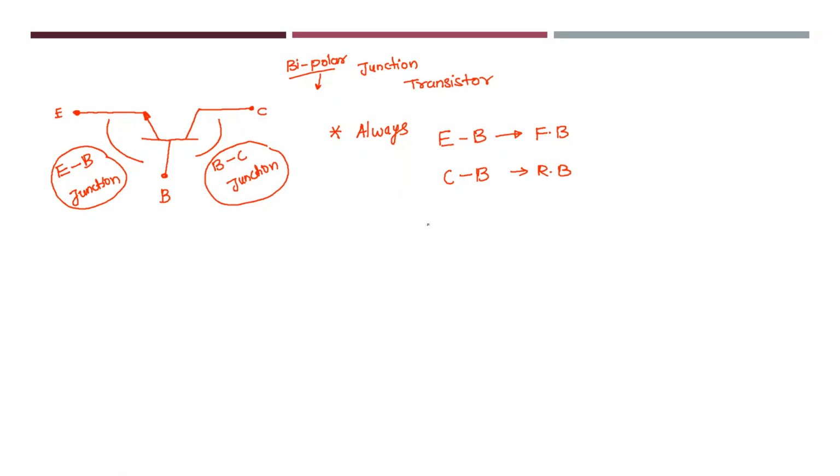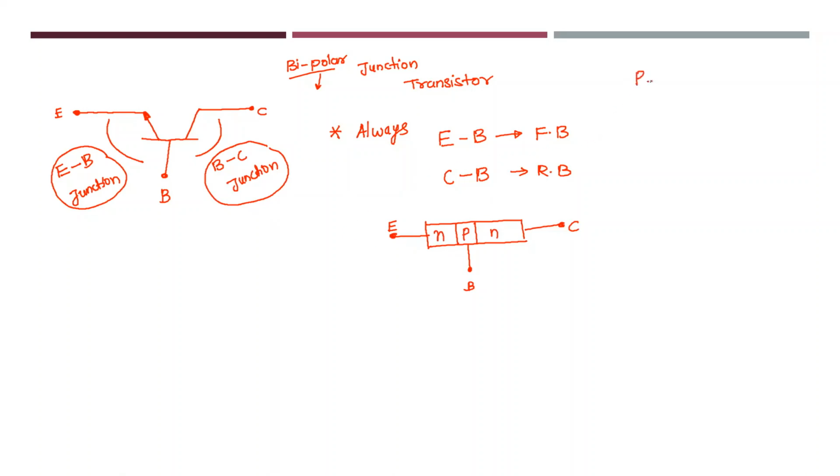What does it represent? See here, I will try to explain with the schematic diagram. Suppose this is one region, this is emitter, this is base, and this is collector. Now let me take NPN transistor. NPN.